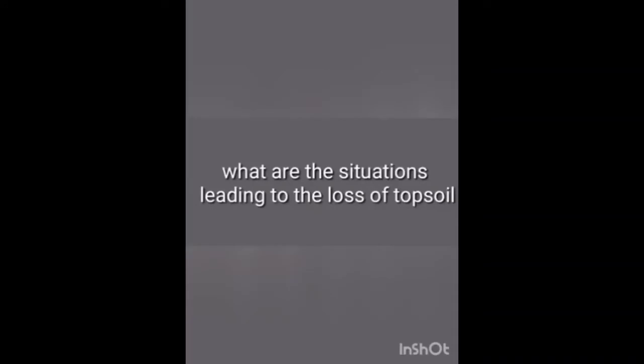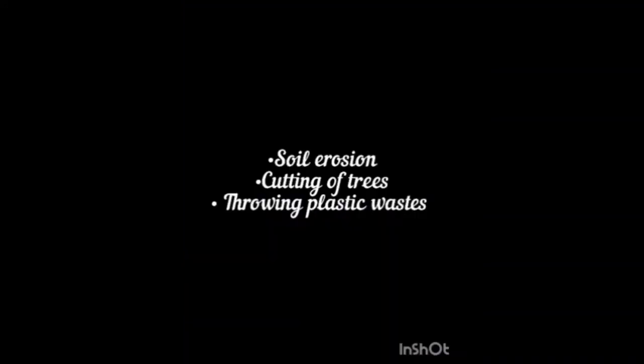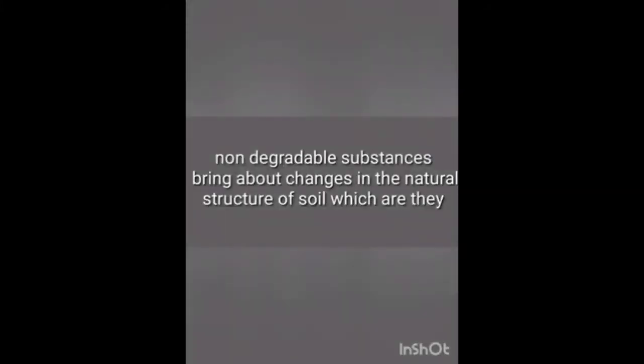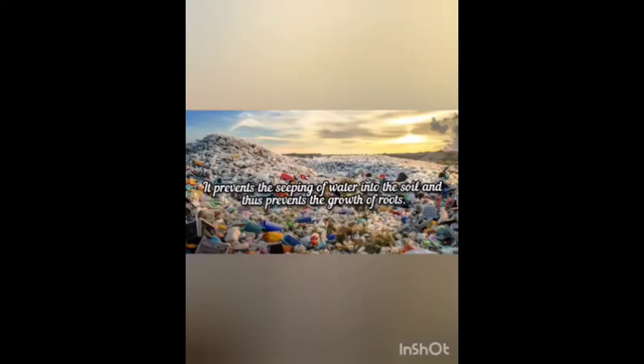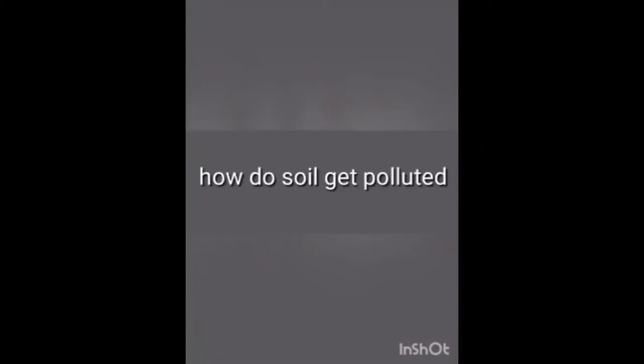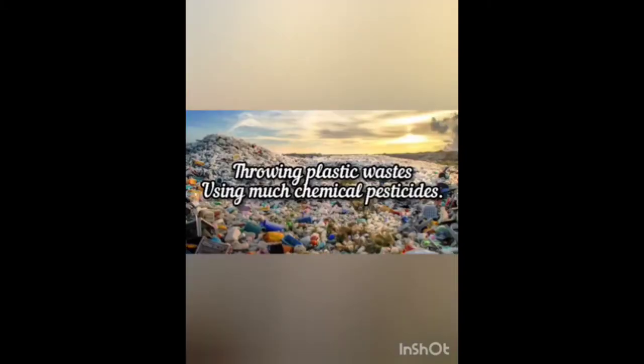What are the situations leading to the loss of topsoil? Soil erosion, cutting of trees, throwing plastic waste. Non-degradable substances bring about changes in the natural structure of soil. Which are they? It prevents the seeping of water into the soil and thus prevents the growth of roots. How does soil get polluted? Throwing plastic waste, using much chemical pesticides.